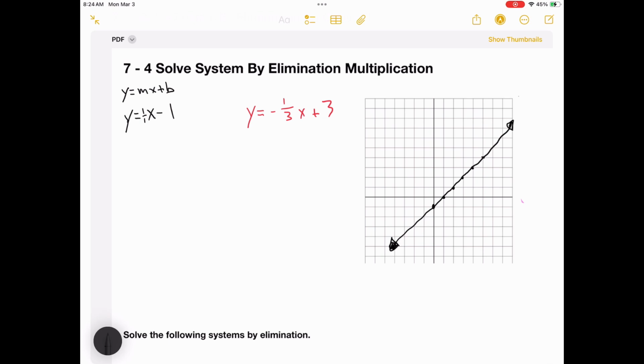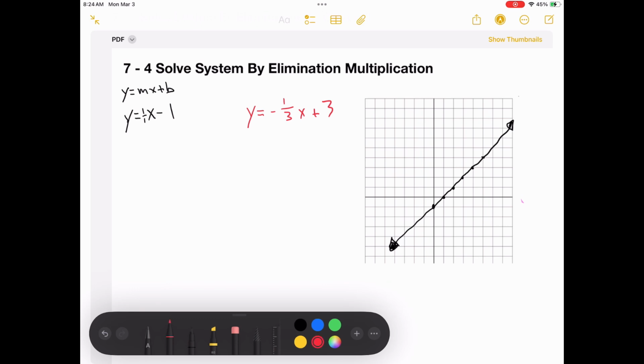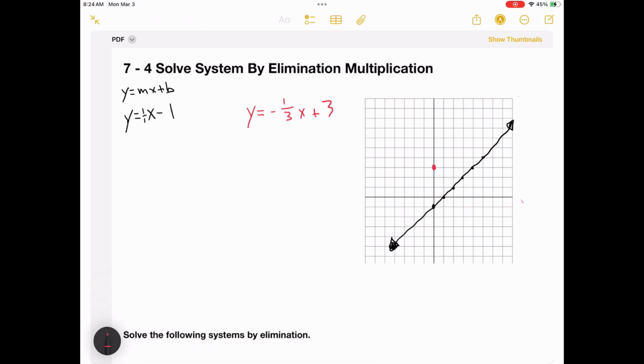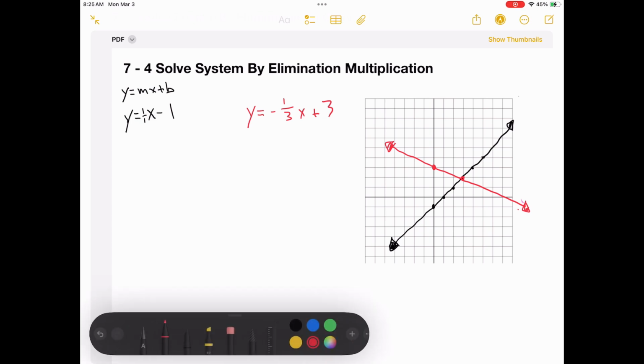My other line has 3 as my y-intercept, 1, 2, 3. And my slope is -1 over 3, -1, 1, 2, 3. There you go. Great. So let's see if I can make this line. There you go. They intersect. They intersect at a point. That was the goal here.